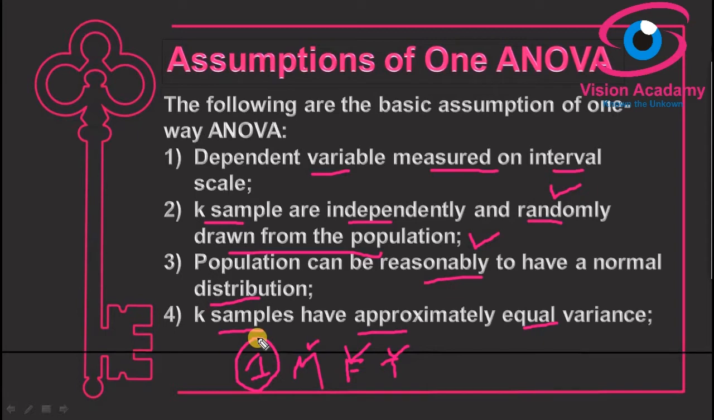What is that one factor? Gender of the respondent is the one factor. Under gender we are going to collect some samples: male, female and transgender. These are k samples. Male, female, transgender are k samples. Those k samples have approximately equal variance.